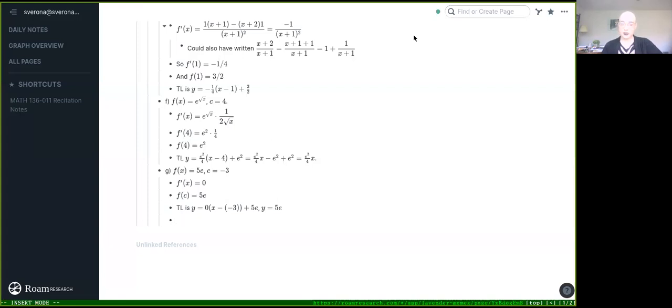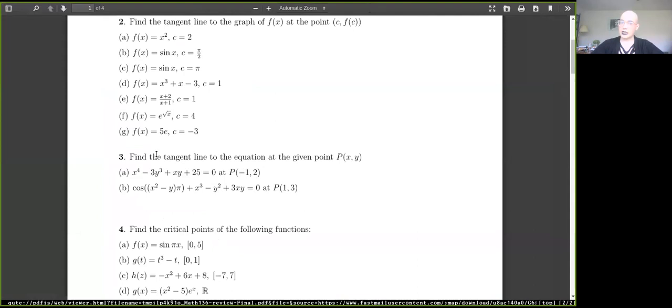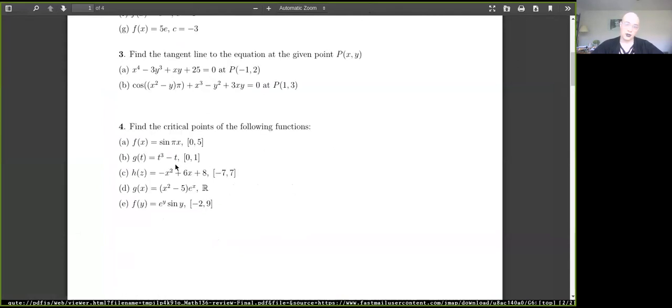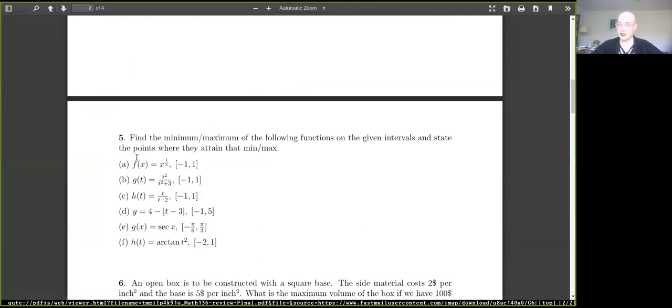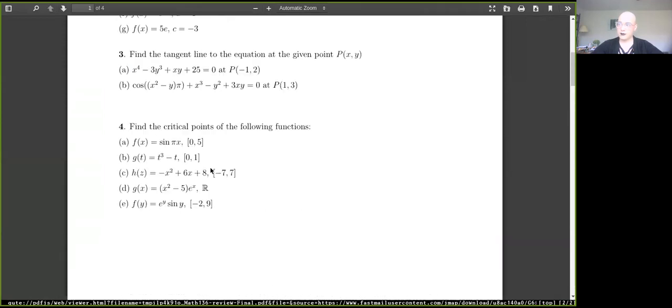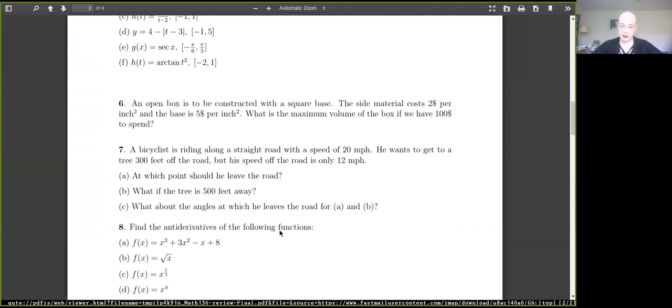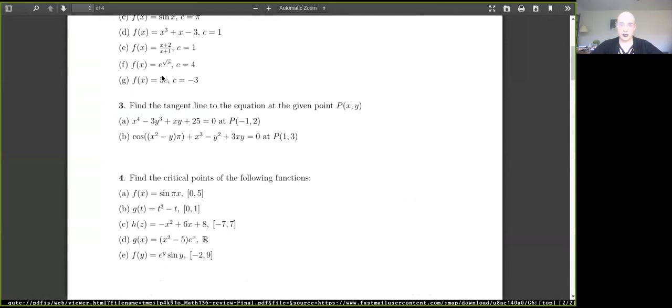So now I'm going to handle the next two parts of this review. Let's see, I'll hop back over to this page. These are finding a tangent line of an implicitly defined function, so I'm going to have to use implicit differentiation for that. And then finding some critical points and some min-maxes. I think I'm just going to do all of these in one session and then come back and do optimization and related rates. Great. All right, so let's get into it.